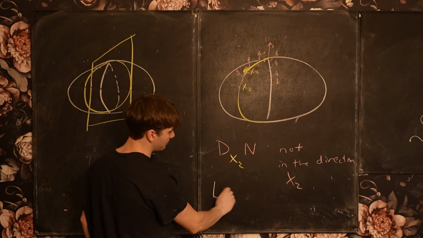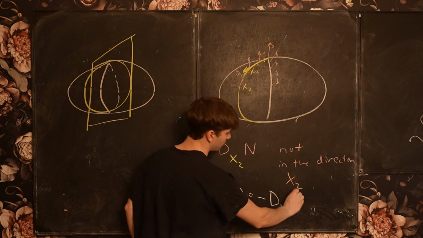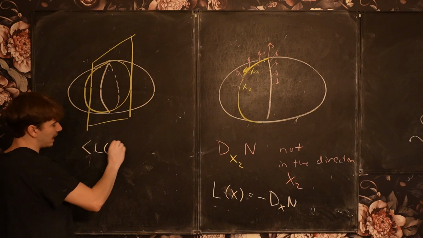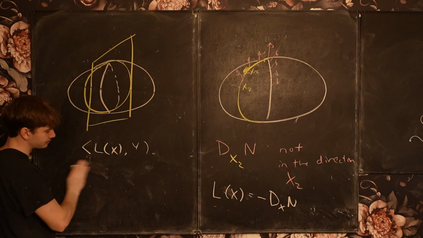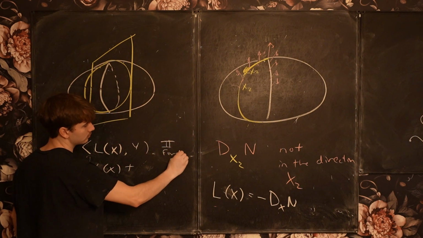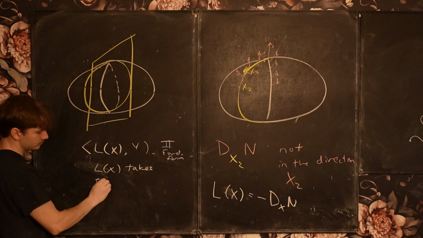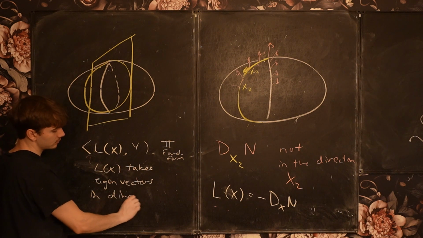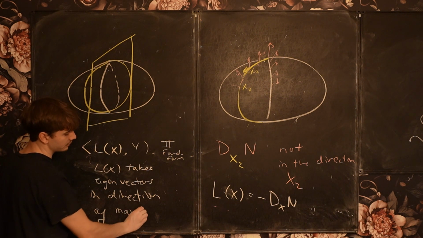Okay, so if we call this shape operator L of x the negative directional derivative of the normal vector field in direction x, then L of x y is the second fundamental form, and L of x takes eigenvectors in the direction of principal max and min curvature.